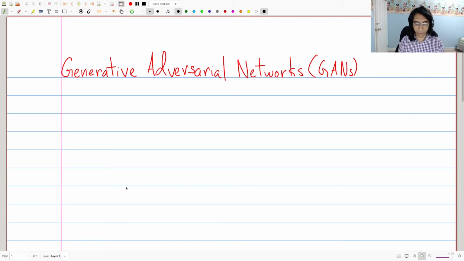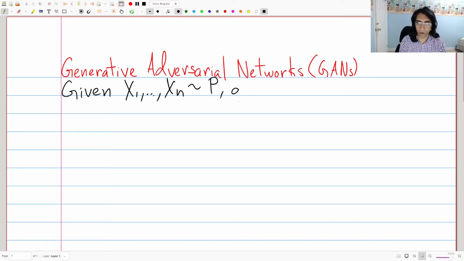Welcome. Today we're going to talk about generative adversarial networks, or more commonly known as GANs. GANs, as the name suggests, are yet another generative model. So let's recall just what we mean by generative model and what our goal in particular for this specific generative model will be. Our goal will be, given some data set, which is generated according to some probability distribution, we're going to want to generate more data from the distribution.